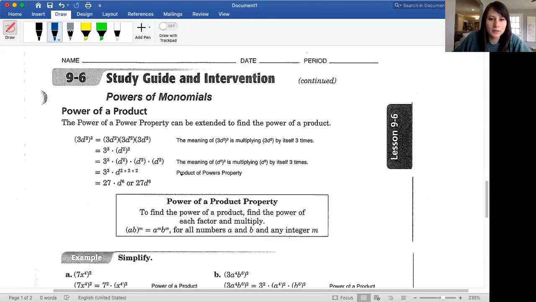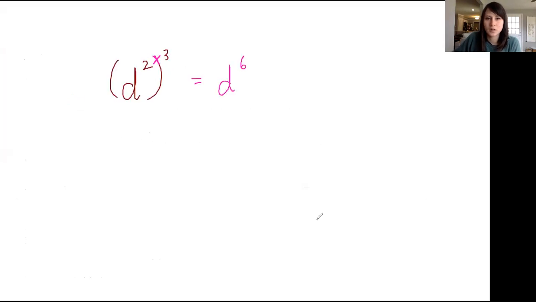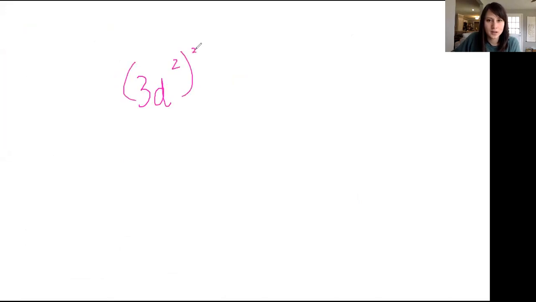Now let's talk about if we have a monomial where there is a number and a variable. Okay, so if I have a monomial where there's a number and a variable, let's take a look at what we should do. So if I have like 3d to the second and then all this to the third, here's the thing.